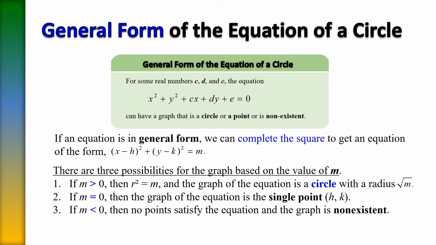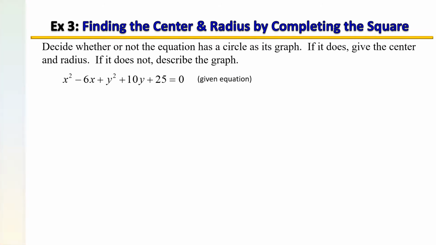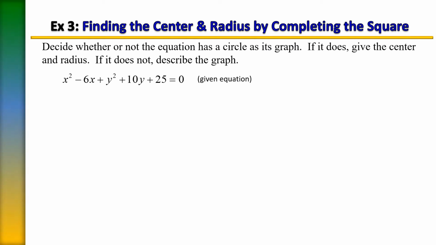All right, so let me show you an example. In this example, we're asked to decide whether or not the equation has a circle as its graph. If it does, give the center and radius. If it does not, describe the graph. So we are given the equation in general form. General form is where you'll see all your numbers to the left, 0 to the right. And these terms consist of your x terms, your y terms, and your constants.